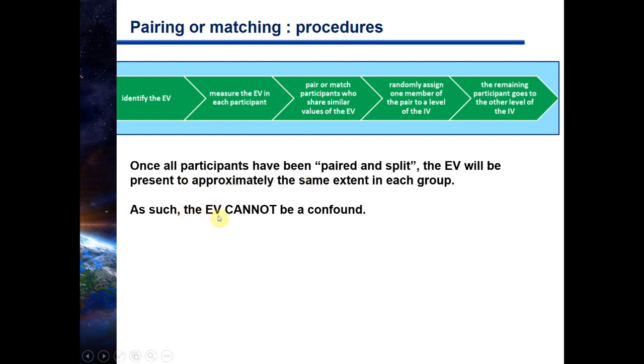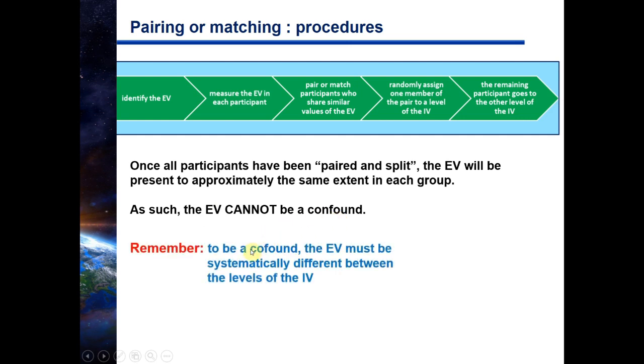Once we know that the extraneous variable is approximately the same for each group, it can't become a confound. It's impossible, because in order to be a confound, the extraneous variable must be systematically different between the two groups, between the different levels of the IV. And we've just said that they're going to be the same. So there's no way this EV can be a confound because it will not be different for your two groups.